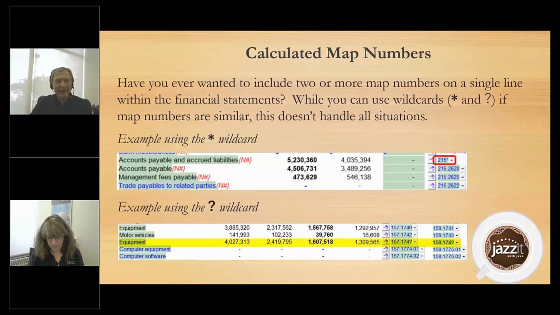The next item, calculated maps. I love talking about these things. So have you ever wanted to combine two or more map numbers on a single line? We get this question a lot. Can I go plus whatever in there and do whatever I like? Well, you have some options available to you.